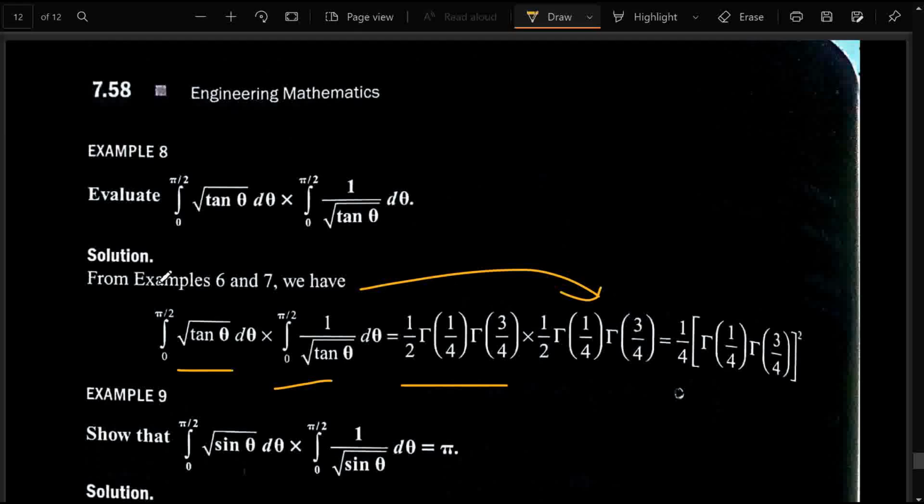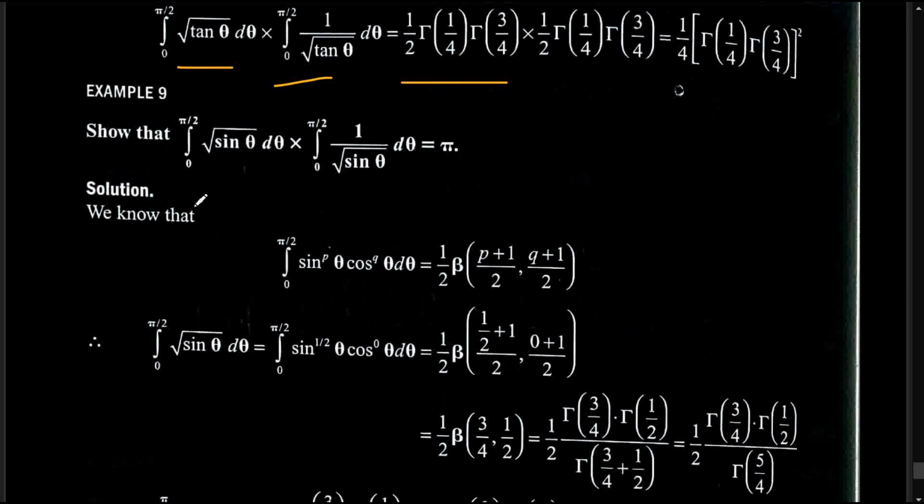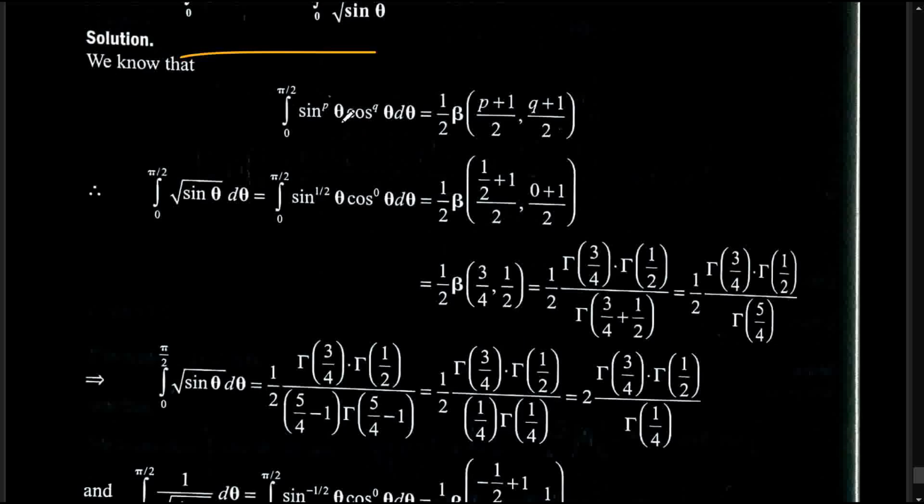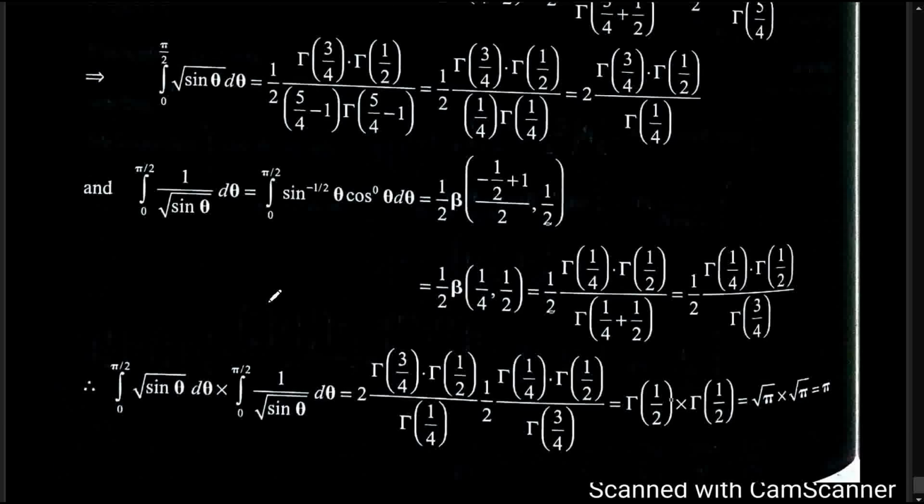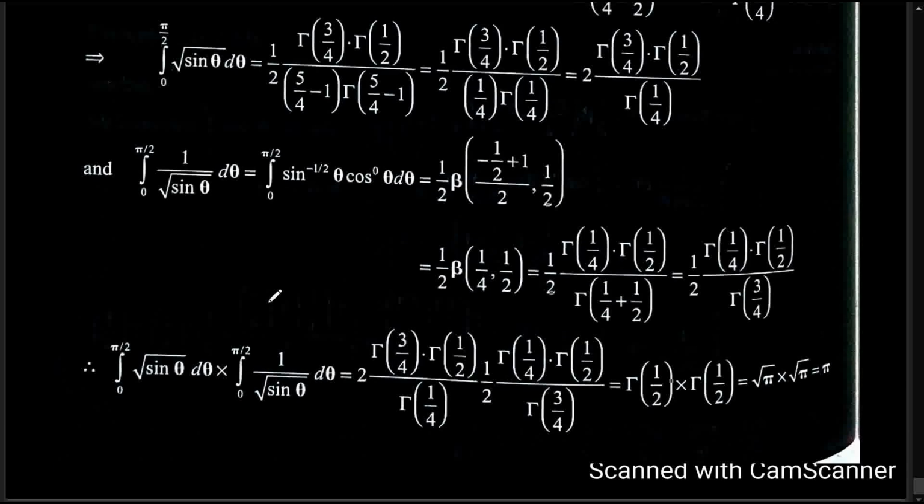If this question is given, you have to solve it by making tan as sine by cos, and then putting it in the formula that we learned before. And this is the same as that, simply using the relation between beta and gamma functions, and at last you get the answer. This is simple. So that's it, guys.